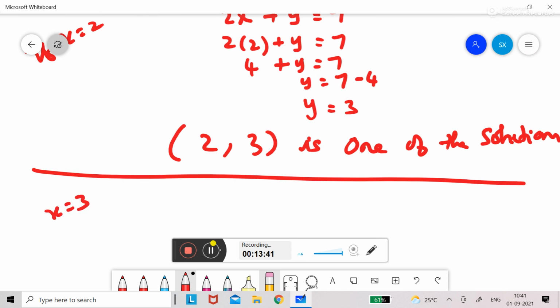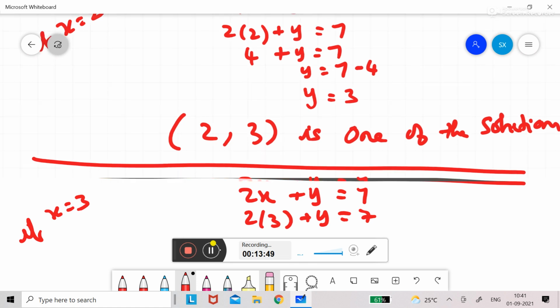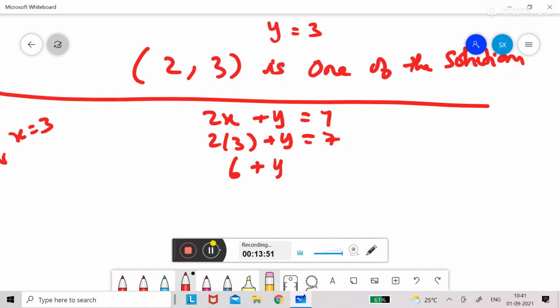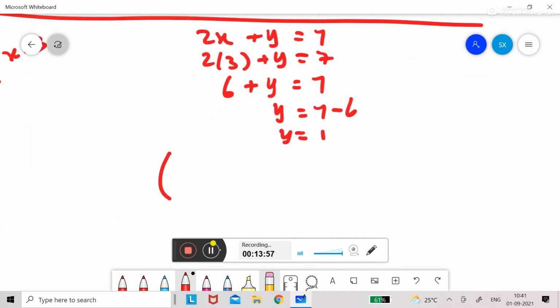x is equal to 3. We will do it in 2x plus y is equal to 7. So 2 into 3 plus y is equal to 7. Start like that. 6 plus y is equal to 7. So y is equal to 7 minus 6. y is equal to 1. So what is my solution? 3 comma 1, because x is 3 and we put it in and got y as 1. So this is another solution.